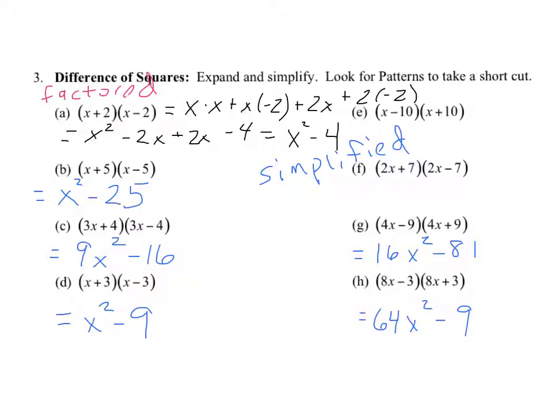So now in chapter 6, when we're factoring, if you see a polynomial with two terms in simplified form, and it's a difference of squares, you can factor it by writing the two conjugates that are the square roots of those terms.